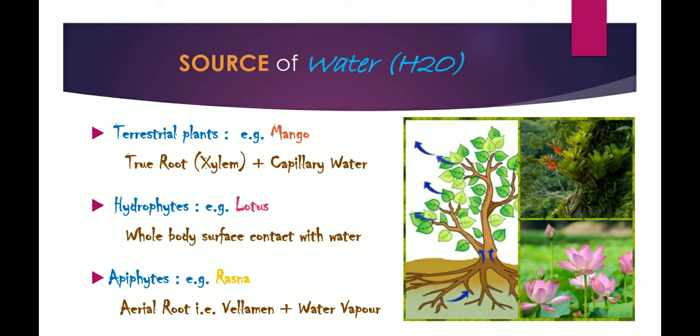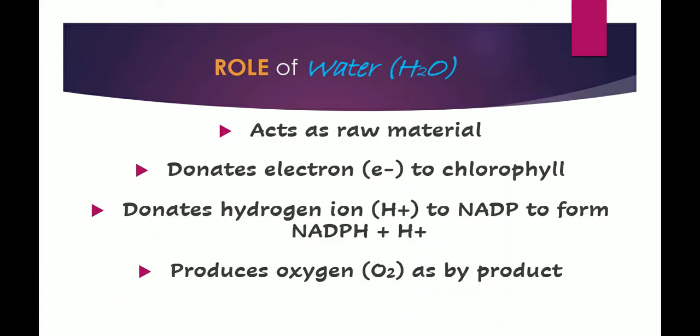Some hydrophytes like lotus, lily, algae take in water from the whole body surface which comes in contact with water. And epiphytes like rasna absorb water vapor and water droplets of rain with their aerial root, which is known as velamen. There are 4 roles of water. Number 1, water acts as raw material. Number 2, it donates electrons to chlorophyll. Number 3, it donates hydrogen ion to NADP to form NADPH plus H plus. Number 4, it produces oxygen as a byproduct.